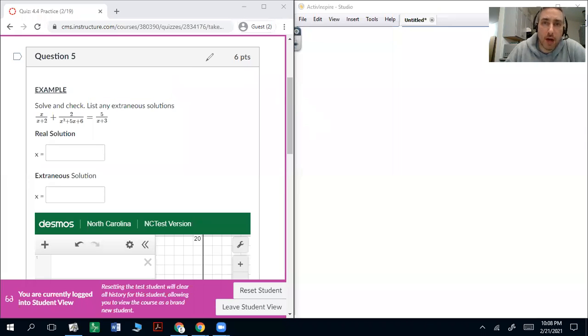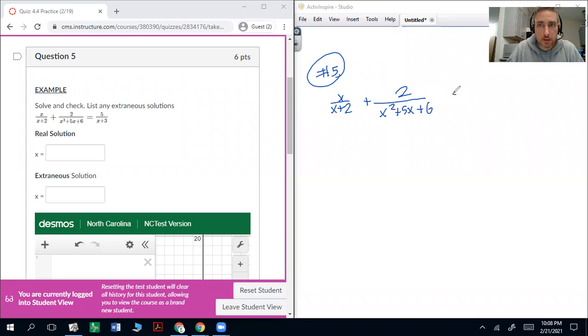Okay, we're going to do number 5 in real time here. So number 5, just kind of watch how I work it out. I have x over x plus 2, and then plus 2 over x squared plus 5x plus 6, equals 5 over x plus 3.